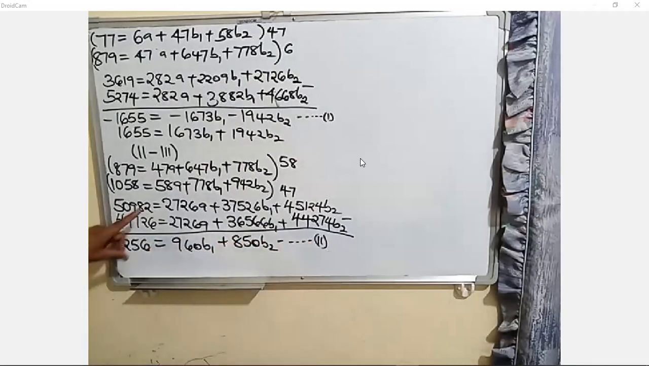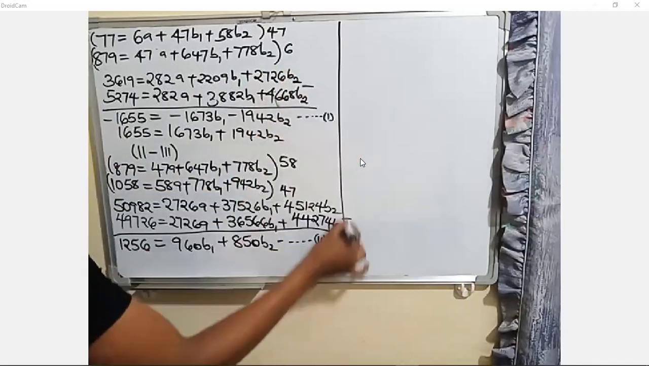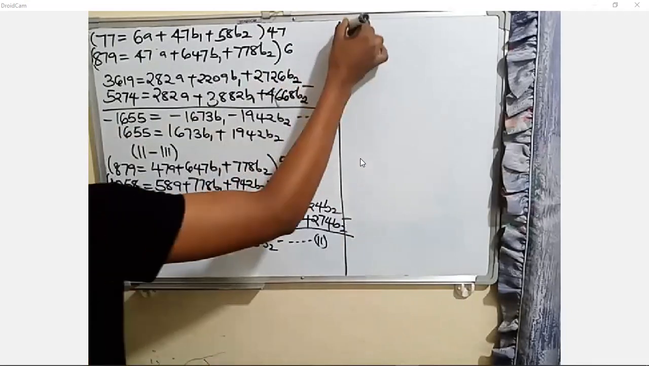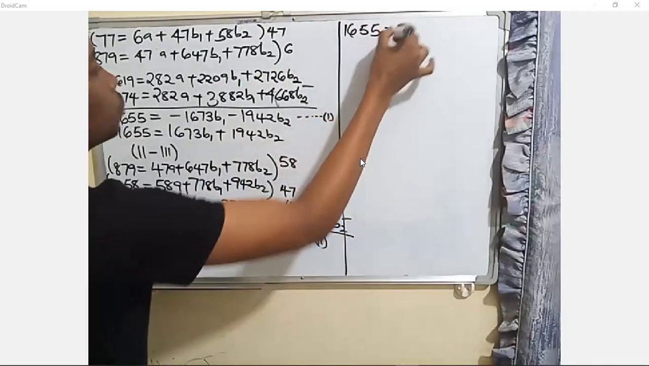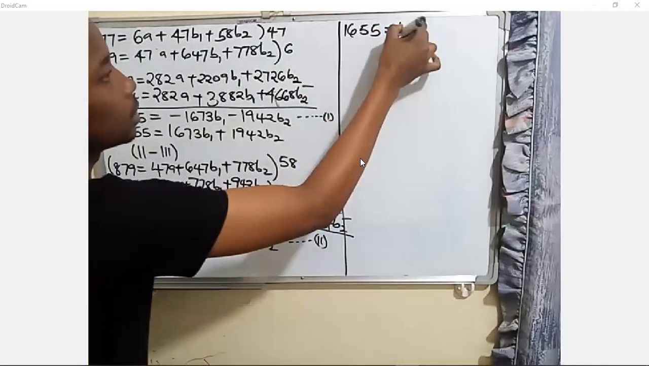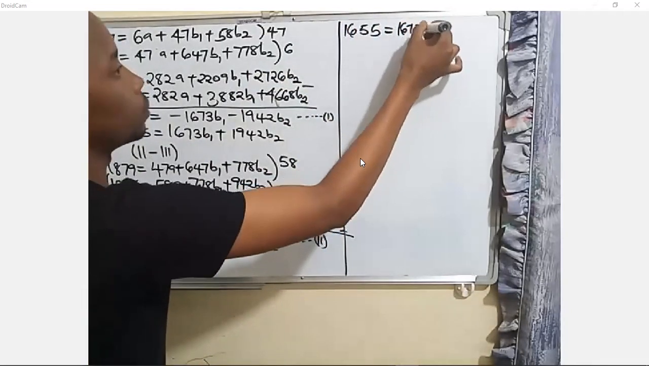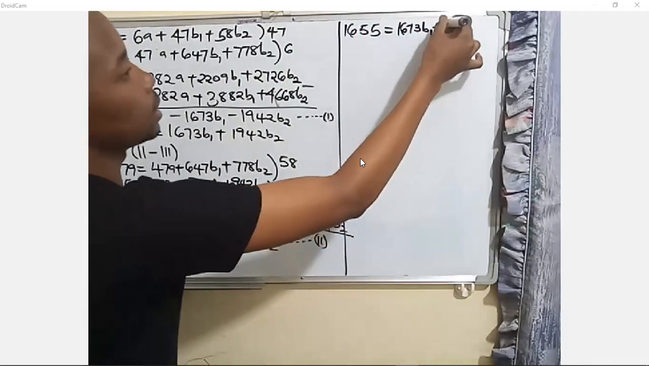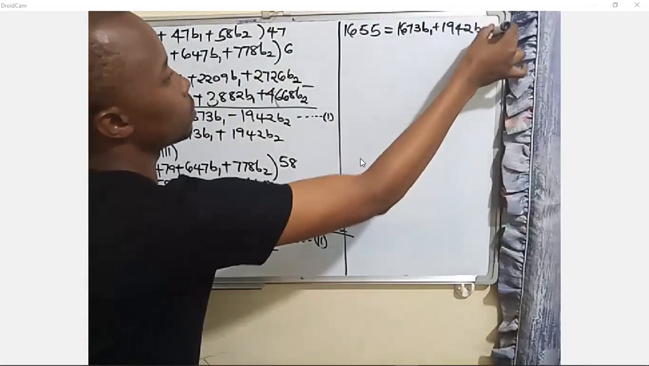In this case, I have eliminated A. I continue with the elimination. I take my first equation and subtract my second equation to eliminate one unknown. I want to remain with one so that once I get its value, I can substitute for the others. I take 1655, which is equal to 1673 B1 plus 1942 B2.